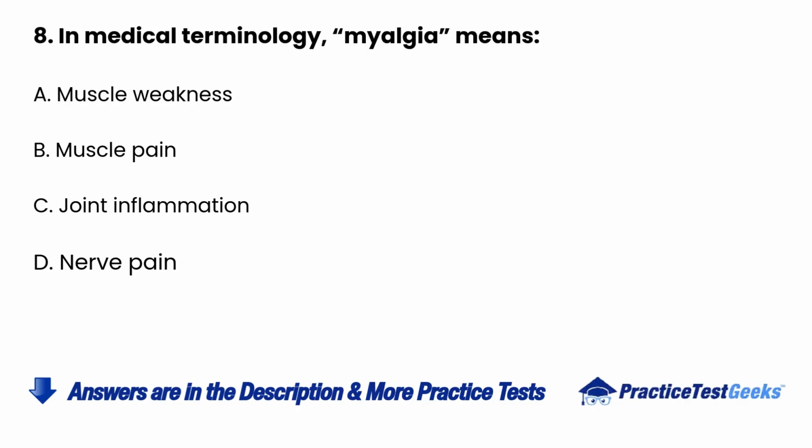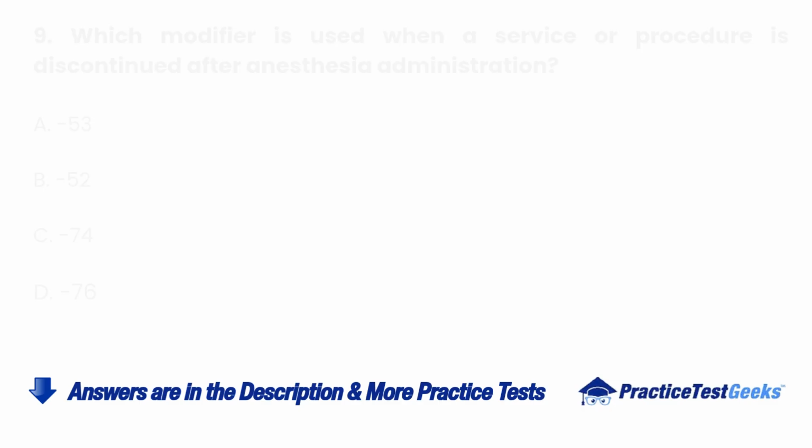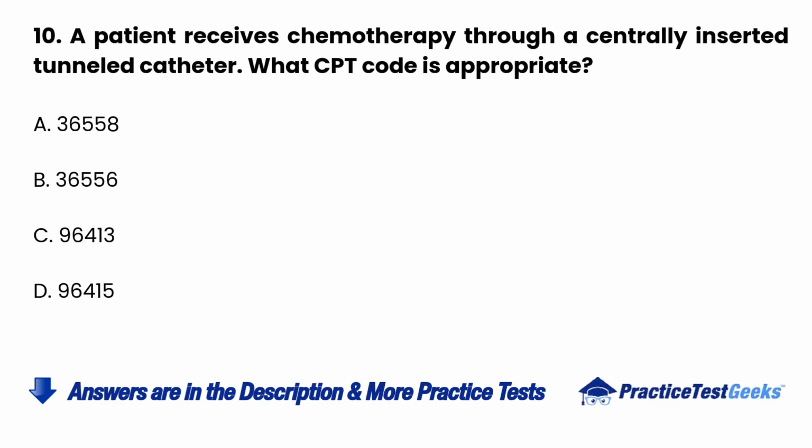In medical terminology, myalgia means A. Muscle weakness, B. Muscle pain, C. Joint inflammation, D. Nerve pain. 9. Which modifier is used when a service or procedure is discontinued after anesthesia administration? A. -53, B. -52, C. -74, D. -76.